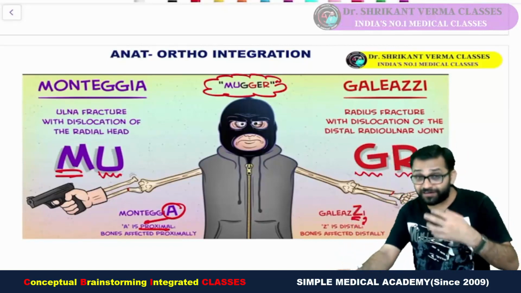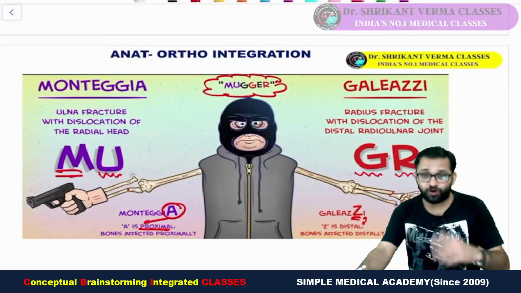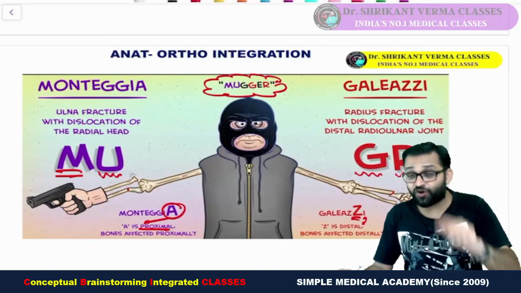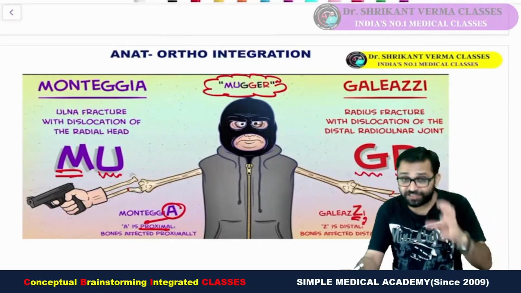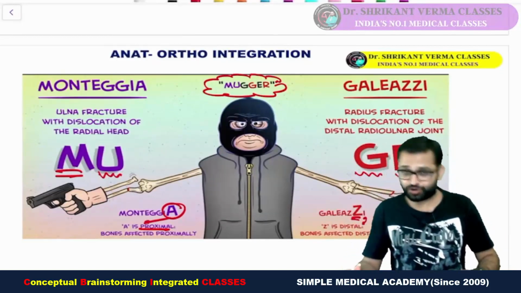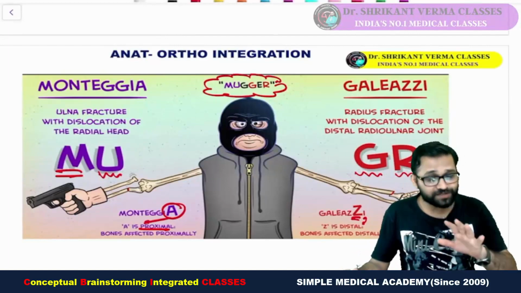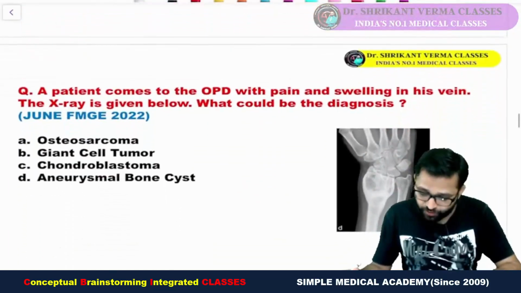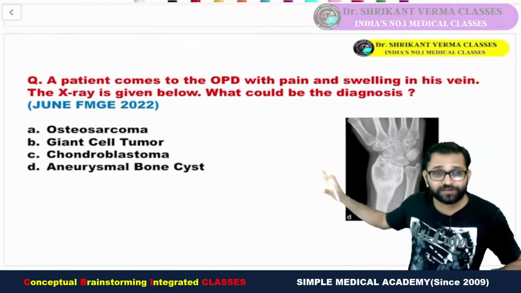In this way, you can learn the anatomy better, you can learn the orthopedics better. So this session, again, I want to tell you, is not only the discussion of anatomy questions, it is the discussion of anatomy and anatomy-related integrated questions. So you will cover many things in a similar way to what we had discussed. Now we are going to look at our anatomy and orthopedics questions.